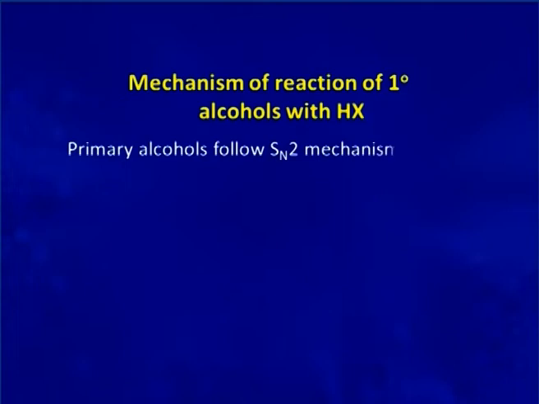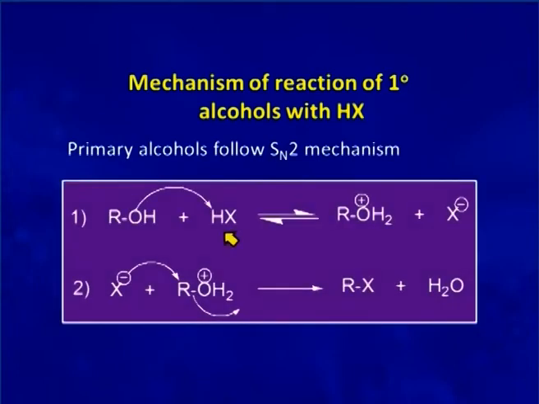Now, the mechanism of reaction of primary alcohol with hydrogen halide, as we have earlier discussed, the first step is the protonation. The alcohol forms protonated alcohol, followed by the attack of halide ion from the opposite side. As a result, there is formation of alkyl halide or haloalkane. This kind of mechanism is called SN2 mechanism, in which the base attacks from the back side and the leaving group, the hydroxy group, leaves the substrate. As a result, alkyl halide is formed.